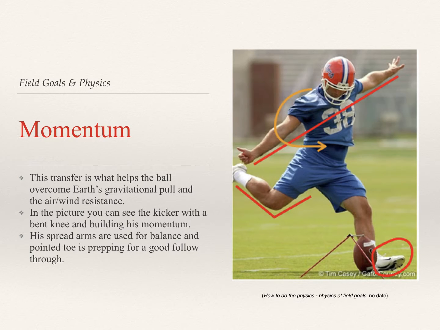In this picture, you can see the kicker with a bent knee as he builds his momentum. The kicker also builds up momentum when he's running up to the ball. His arms spread are used for balance, and his pointed toe is prepping for a good follow-through.